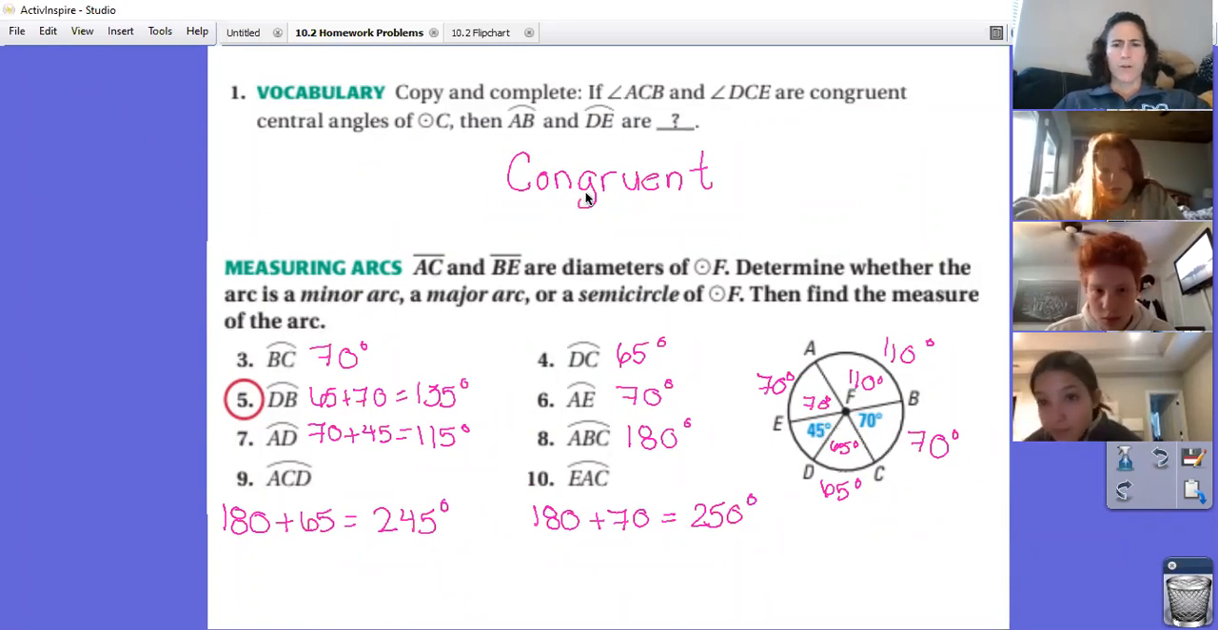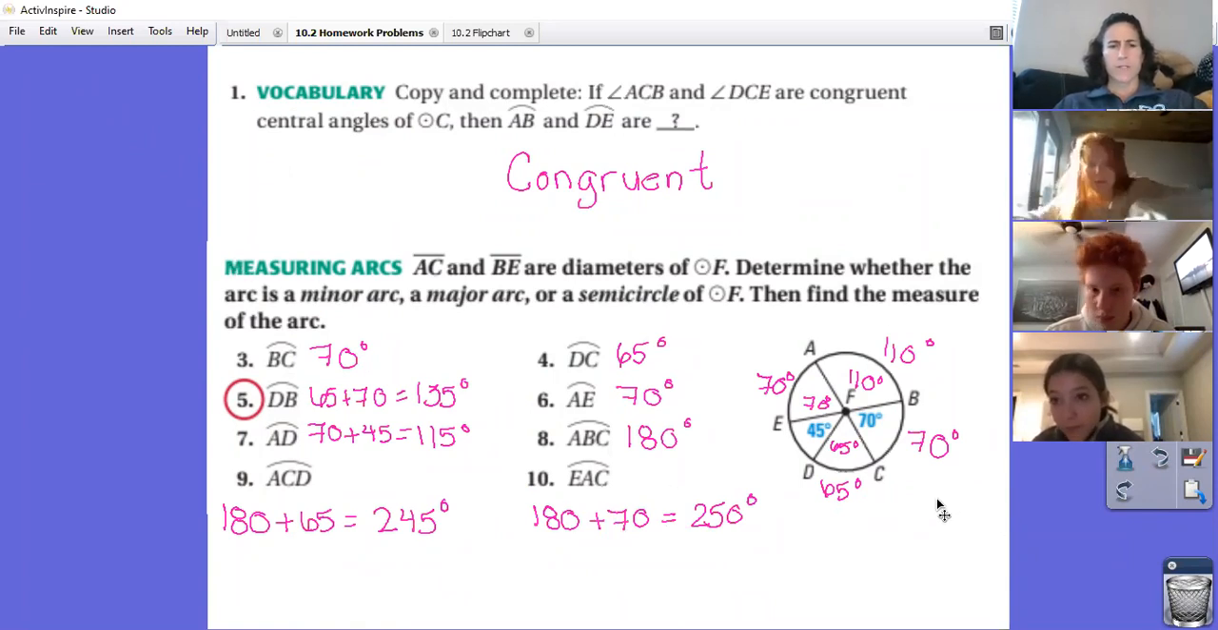So those are the answers for number 1, and then 3 through 10. Are there any questions on 3 through 10 specifically while you see it?